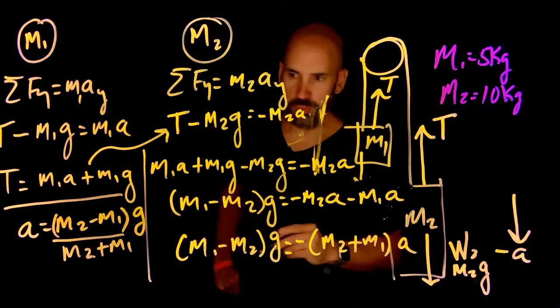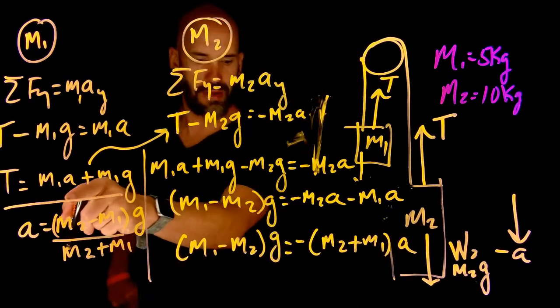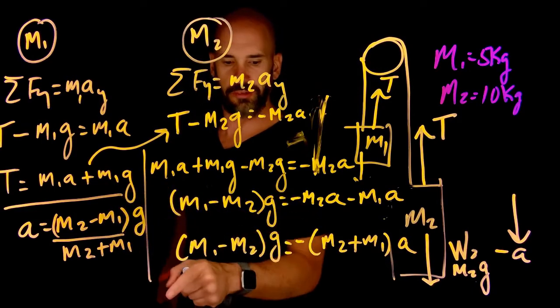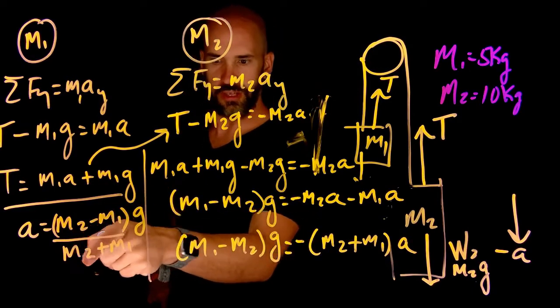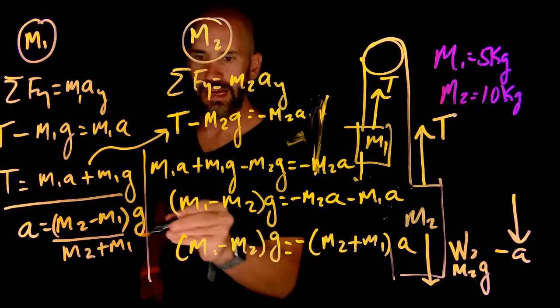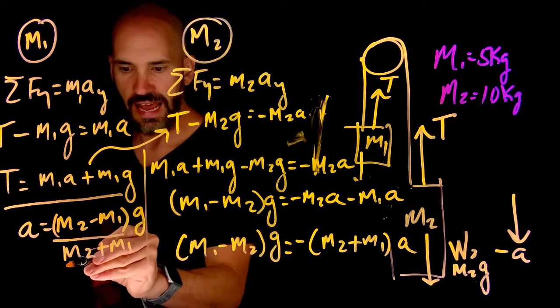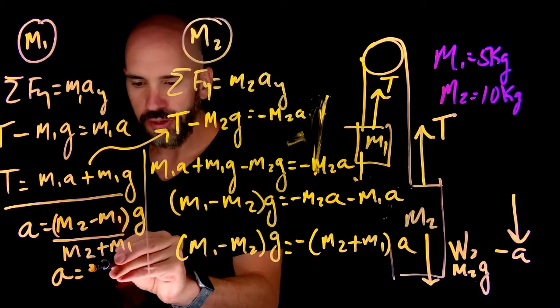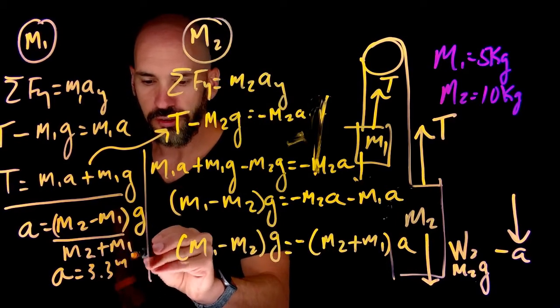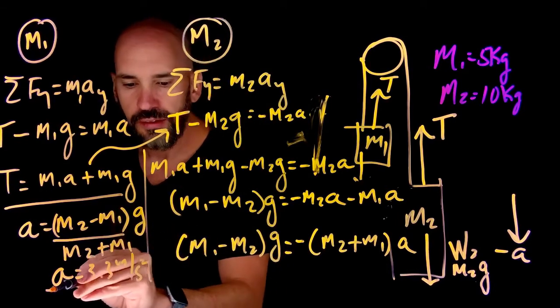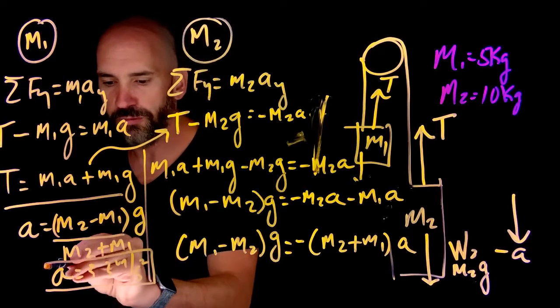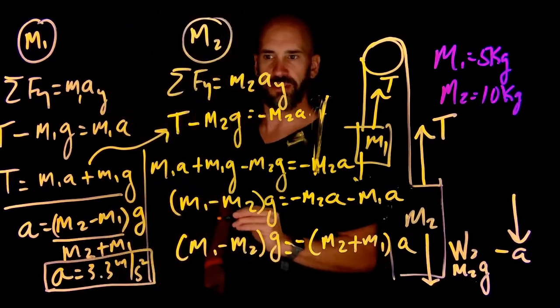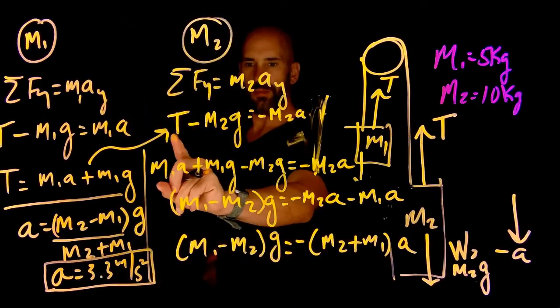And I put in all my values. M2 equals 10, M1 equals 5. Multiply by the 9.8 of G, and I get A equals 3.3 meters per second squared. There's a lot of steps here, more room for mistakes, so if you see a mistake, please let me know.